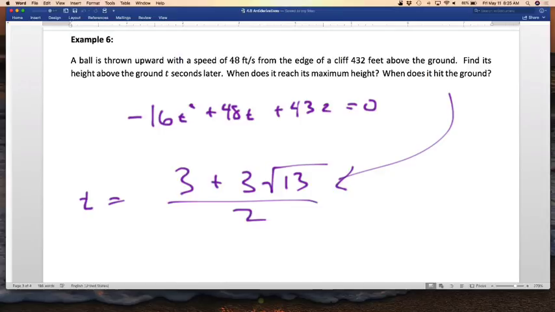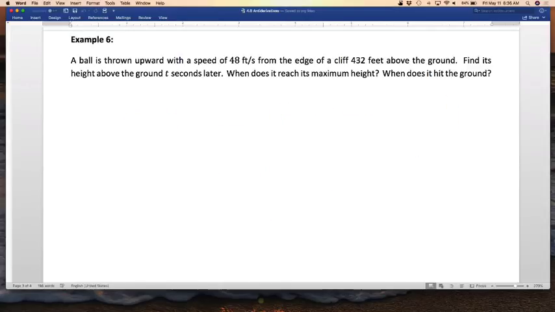All right, let's do one more example of finding a particular antiderivative, and then we'll call it an early day.